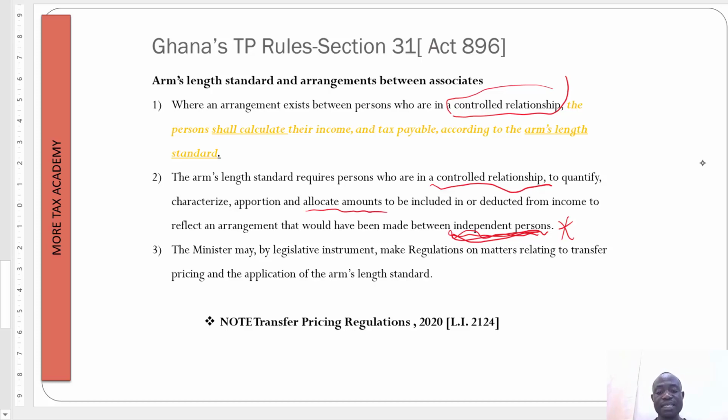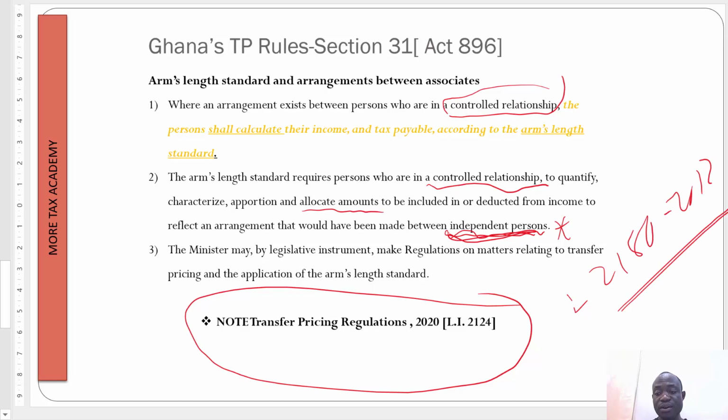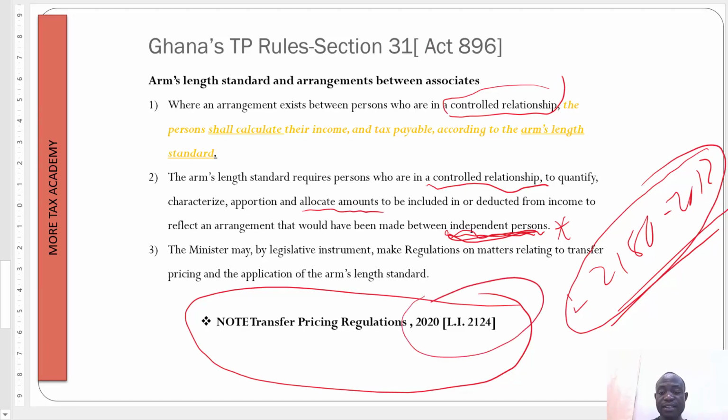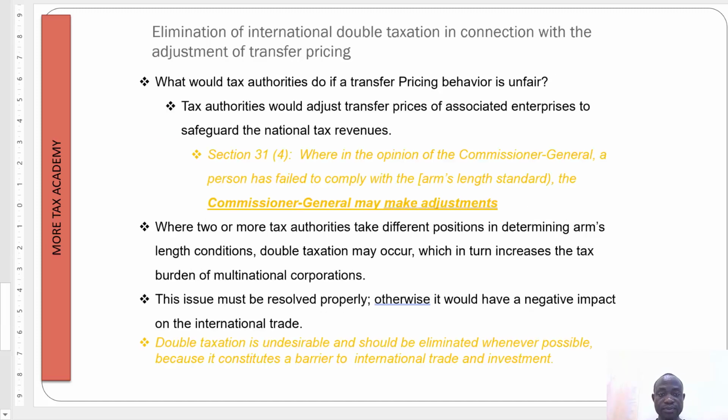Then it goes on to say the minister may by legislative instrument make regulations on matters relating to transfer pricing and application of the arm's length standard. And this one led to the promulgation of the Transfer Pricing Regulations 2020. We had the Transfer Pricing Regulations, LI 2188, 2012. This one has been repealed, so we are not using the 2012 version anymore. We now have the 2020 version, which we will be using in our lecture. The transfer pricing regulations is what we are going to use.